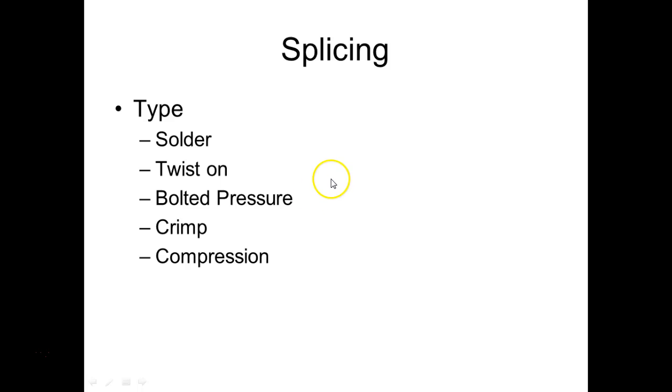Next thing we're going to look at is different ways we can splice. We've already looked at one, solder, so we're not going to touch on that. We had a lecture on that. We have twist-on connectors, bolt-on connectors, crimp connectors, and compression connectors.